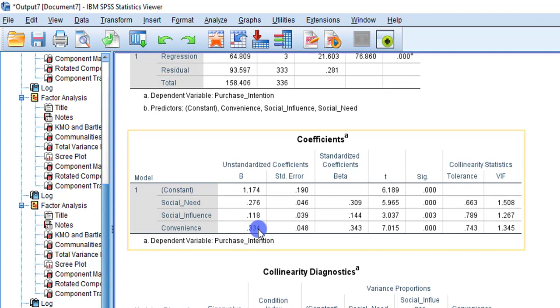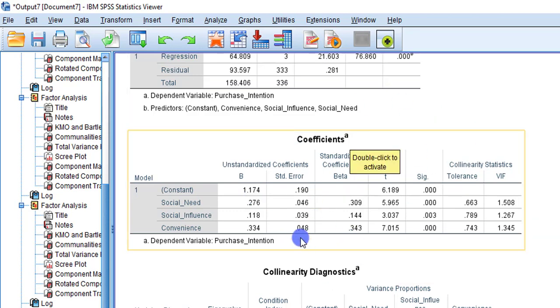Now as far as the constant is concerned, statistically the definition of constant is that when the coefficients of all the variables are 0, then the dependent variable is equal to the constant. So if we assume that social need, social influence and convenience have no coefficient, here it is 0, then purchase intention is equal to 1.174. This is the interpretation of the constant.